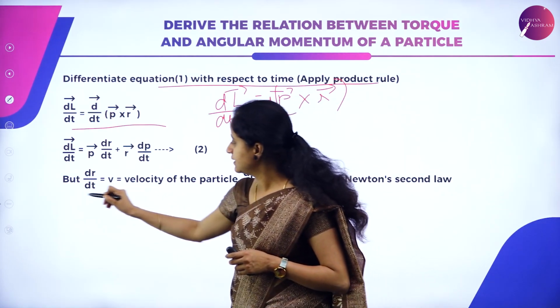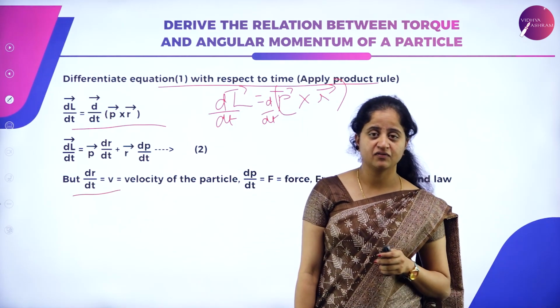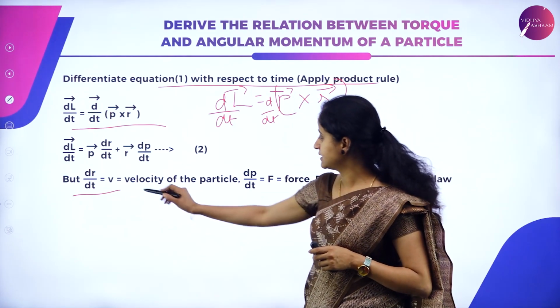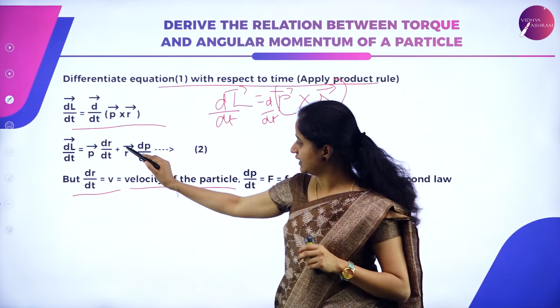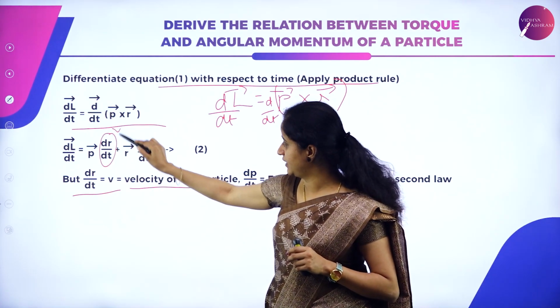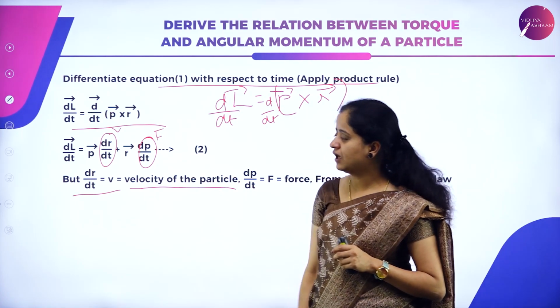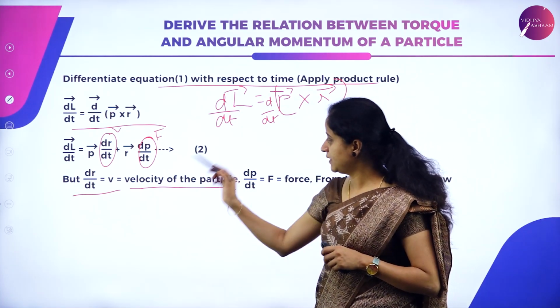But what is this dR by dt? Rate of change of position, which gives us velocity. So v is the velocity of the particle. dR by dt gives us v. What is dP divided by dt? It is from Newton's second law, F. So I can replace these terms.